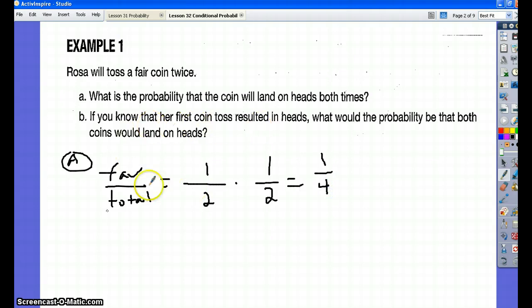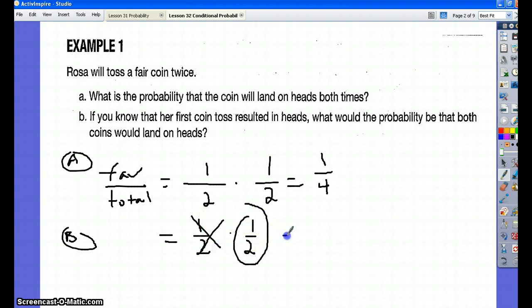If you know that our first coin resulted in heads, what would be the probability that both coins would land on heads? So if you know that the first one has already happened, you can just simply cross it out. That's already happened, so then you're just left with this one. So it's just simply 1 over 2, there's a 50% chance. So they basically just try to throw you off with a little bit of confusion there, but same thing.